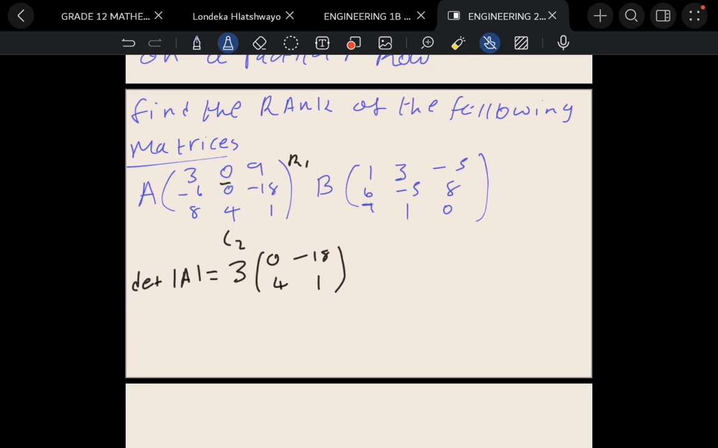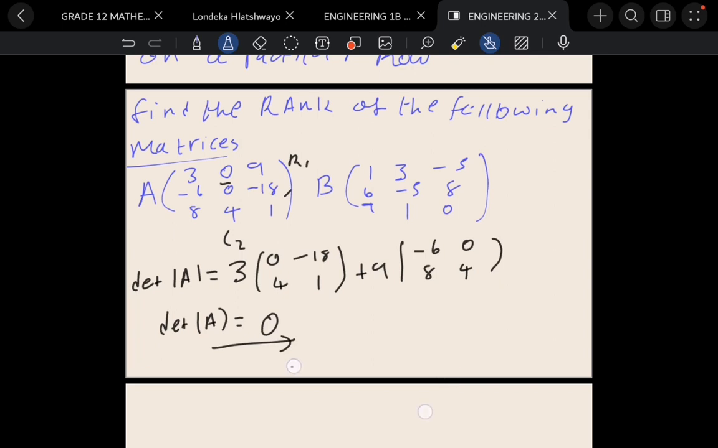Because there is a 0, I'm not going to include the 0 minor. Plus 9, minus 6, 0, 8, and 4. Your determinant of A is actually going to be 0, because there are two rows which are the same. Your determinant there is going to be 0.